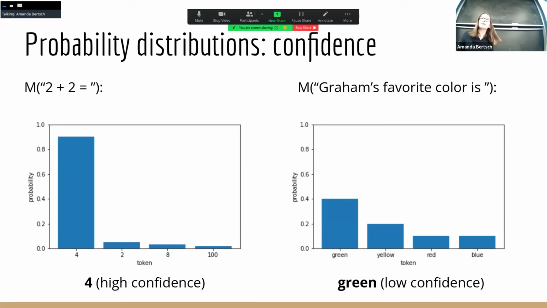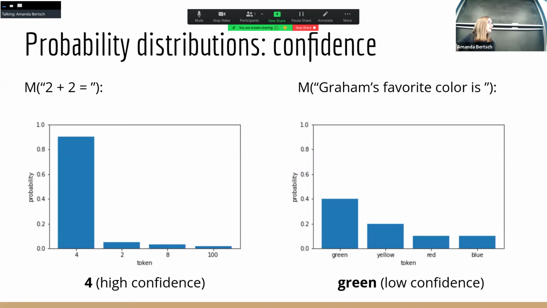One nice thing about this distribution is that you can get at an idea of something like confidence. If you give your model the input 2 + 2 equals, and almost all of the probability mass is on the token 4, you can say the model predicts with pretty high confidence that 2 + 2 = 4. Versus if you give it something more open-ended, like you ask it to predict Graham's favorite color, and you see a distribution that's a lot flatter, the most likely output is green, but maybe we don't have a lot of confidence that that's the correct answer. This is closely tied into the idea of calibration, which you talked about a couple of classes ago.